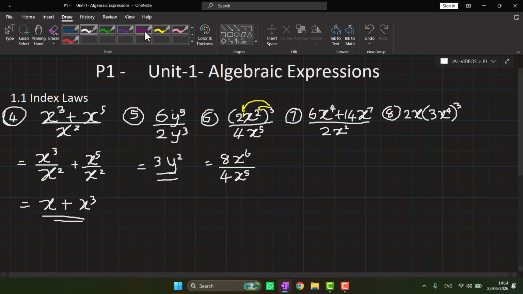Again, you can divide these two numbers. 8 divided by 4 is 2. Then x to the 6 divided by x to the 5 means 6 minus 5, which is x.